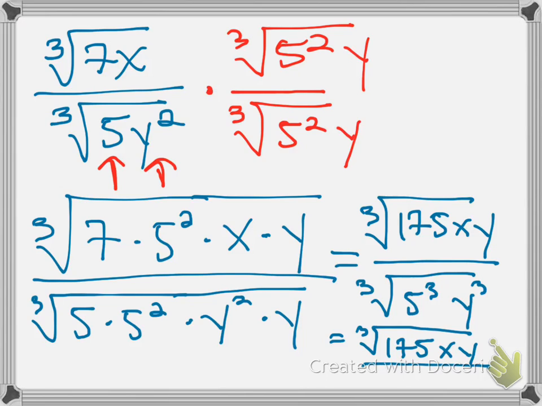And then, of course, because of the way we intentionally rationalize our denominator, because we have a cube root and we've got 5 cubed and y cubed, we can take the cube root of both of those, and our denominator will just end up being 5y. And there's the simplified version of our original expression.